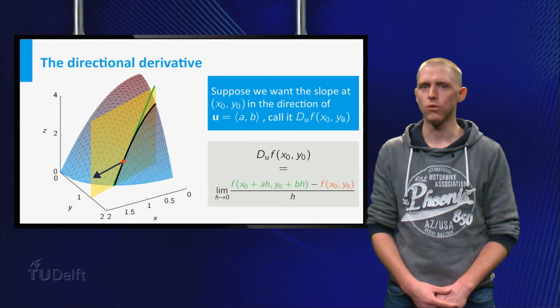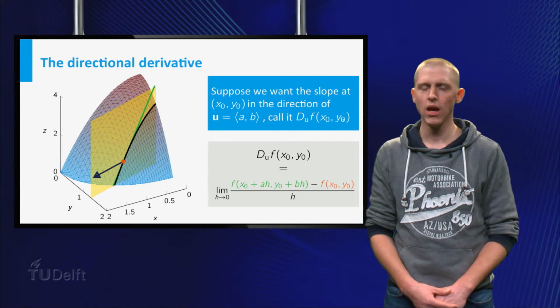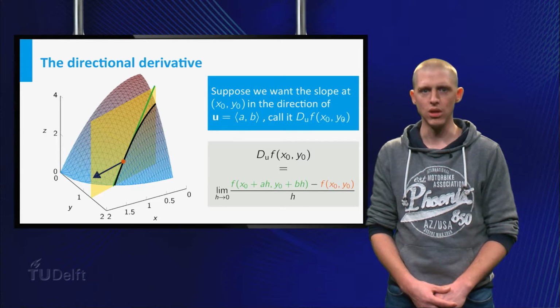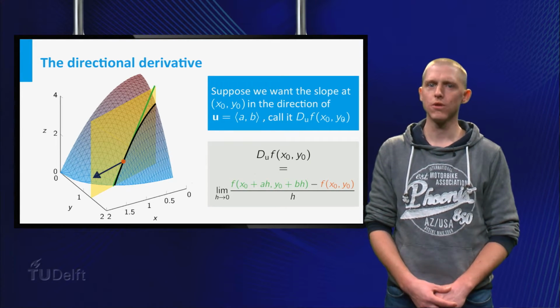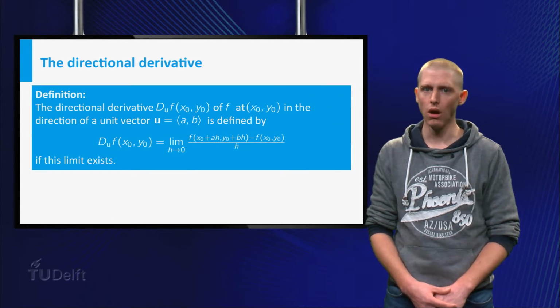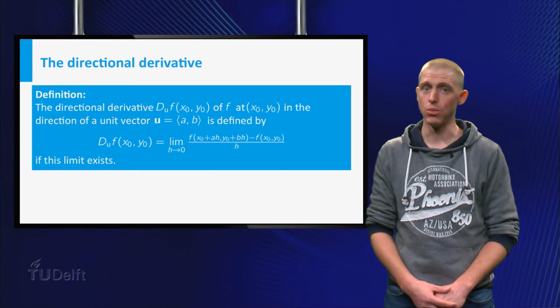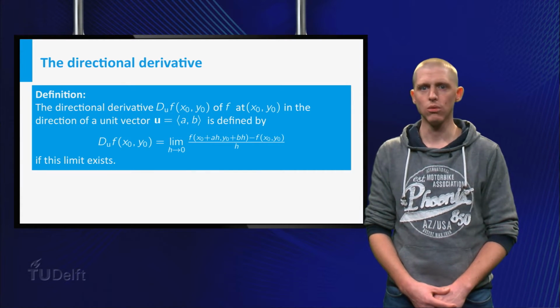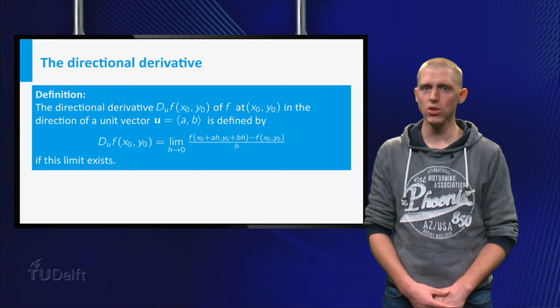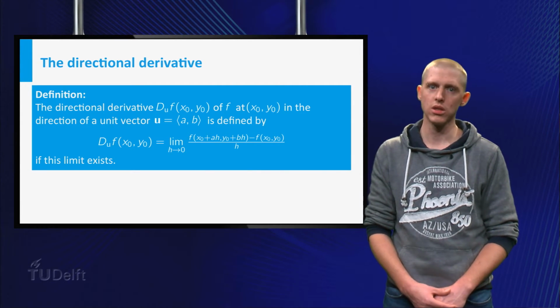You have now obtained the formula for the directional derivative of a function z equals f of x and y at a point x0, y0 in the direction of a unit vector u equal to (a, b). We can formulate the precise definition: the directional derivative D_u f of f at x0, y0 in the direction of a unit vector u equal to (a, b) is D_u f equals the limit of (f(x0 + ah, y0 + bh) minus f(x0, y0)) over h as h approaches 0, if this limit exists.